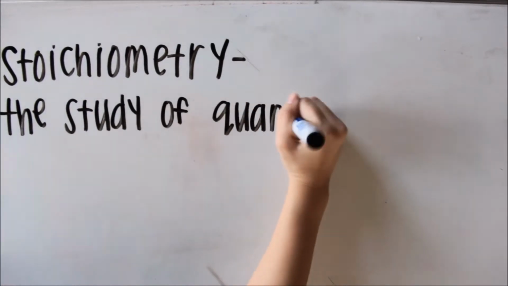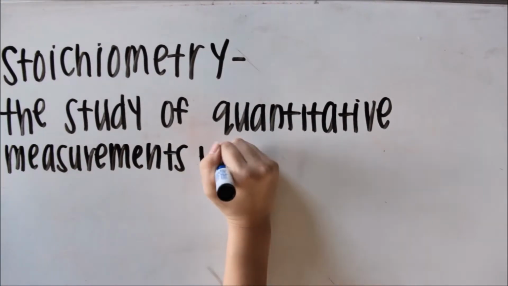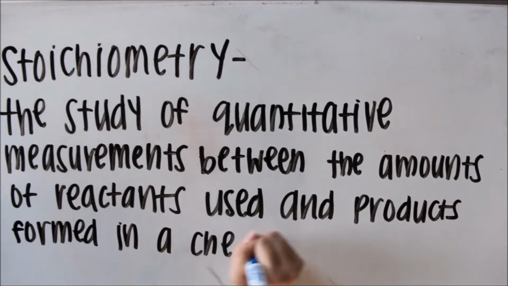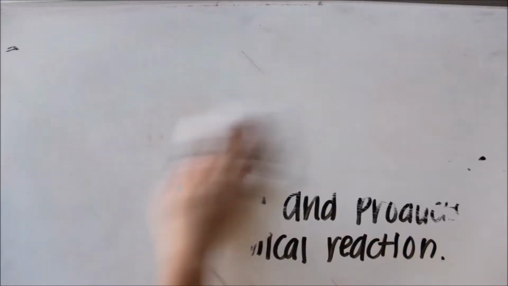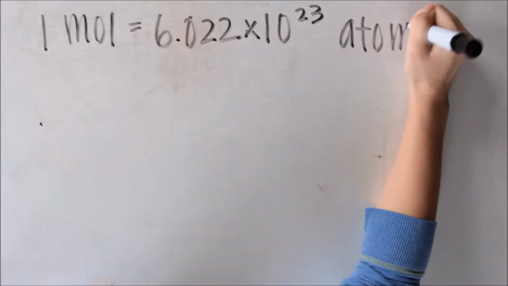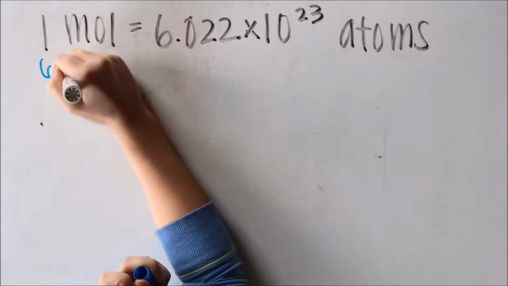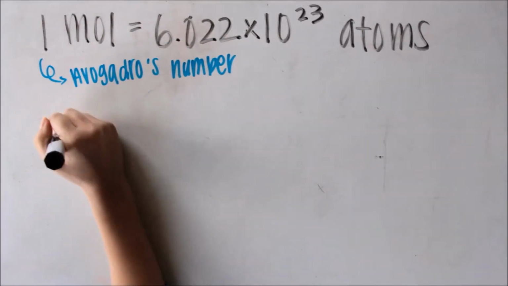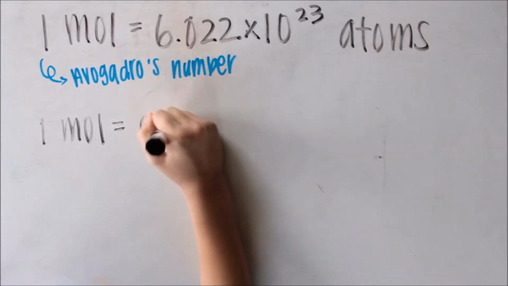Stoichiometry is the study of quantitative measurements between the amounts of reactants used and the products formed in a chemical reaction. 1 mole is equal to 6.022 times 10 to the 23rd atoms, which is Avogadro's number. 1 mole is equal to the element's atomic mass.